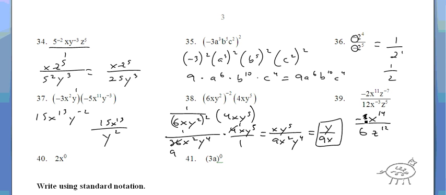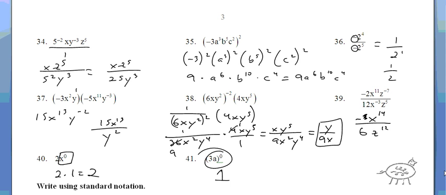Okay, next problem here, 2x to the 0. Please don't tell me that's 1. The x is the only thing you're touching that exponent, so it's 2 times 1 equals 2. Now here it's all touching it, so the answer is 1.